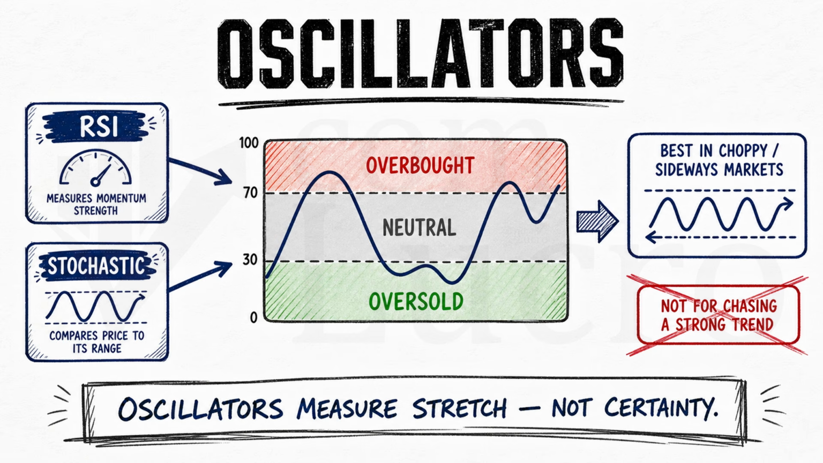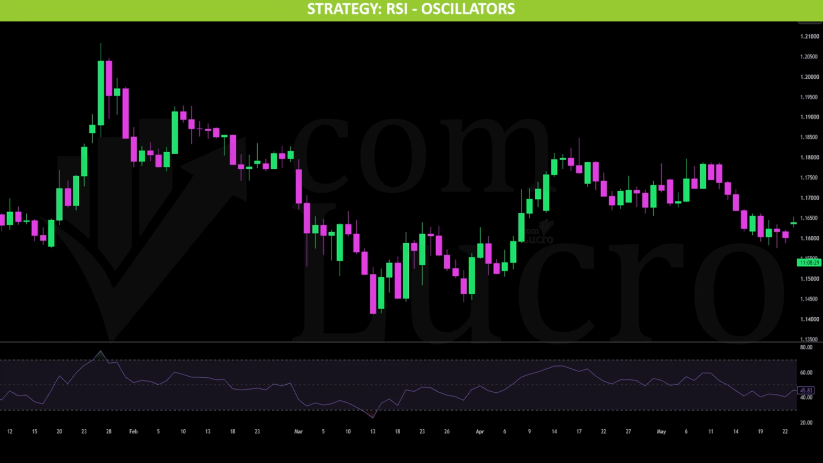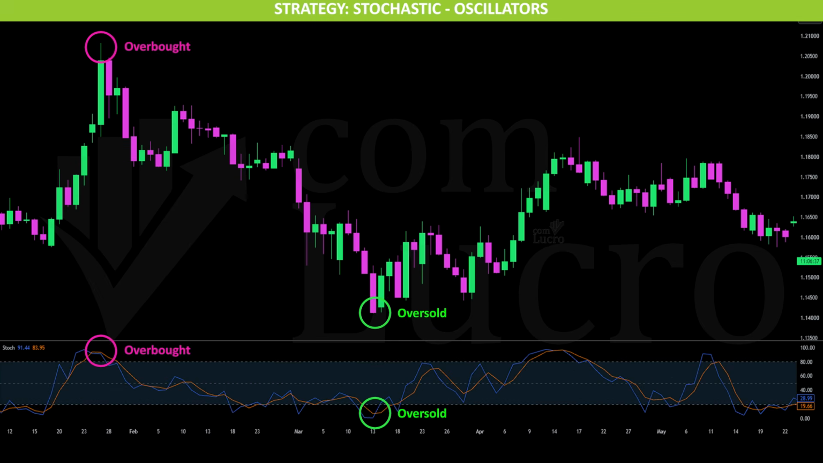Next, oscillators. Oscillators display the relative strength of price, and they are most effective on choppy or sideways markets. The most notable include the RSI. When the line is in the oversold region, it indicates a possible reversal to the upside. And when it is in the overbought region, it indicates a possible reversal to the downside. And the stochastic. If both lines are oversold, it signals a possible reversal to the upside. And if both are overbought, it signals a possible reversal to the downside. The crossover between those lines can also anticipate future movements.